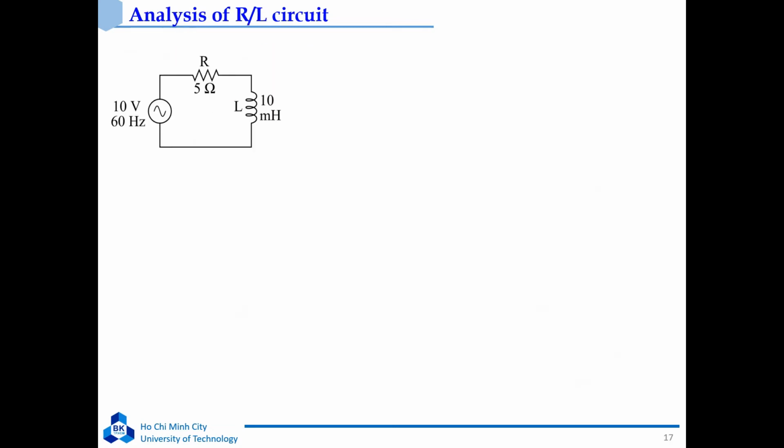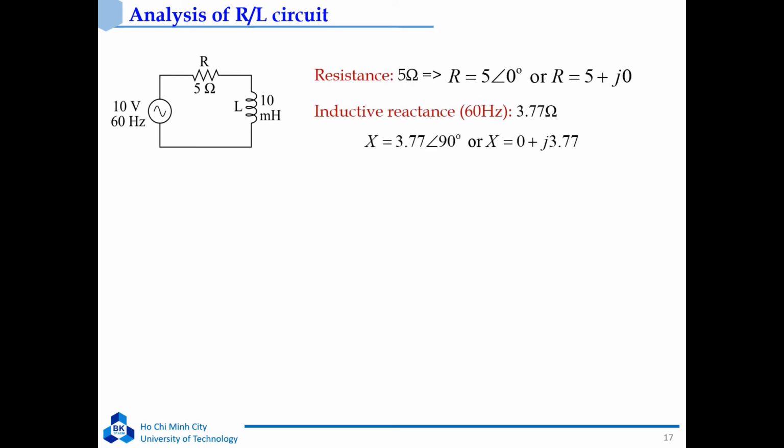Now let's analyze the circuit with an inductor and a resistor. The resistance of this circuit is 5 ohms. It means R equals 5 plus j0. And the reactance of the inductor is 3.77, which means it equals 0 plus j3.77.